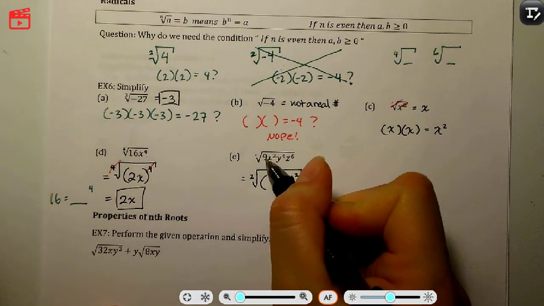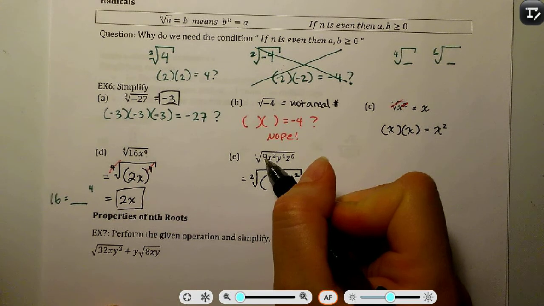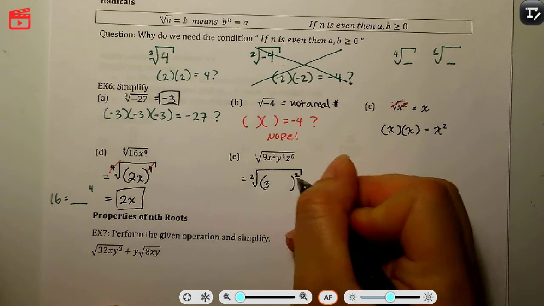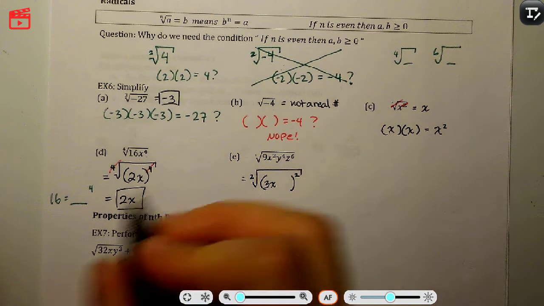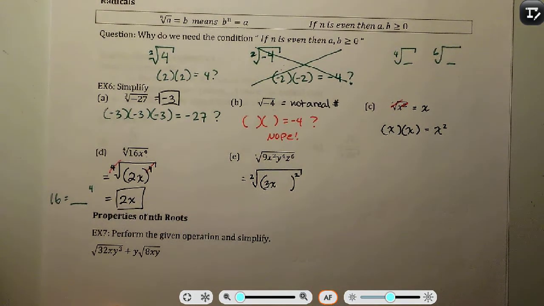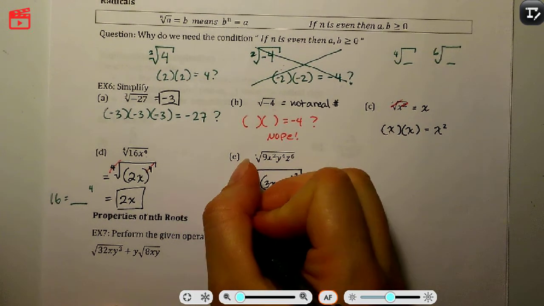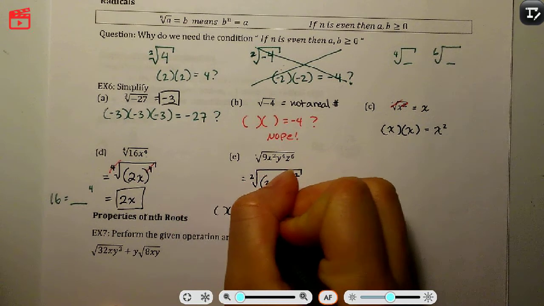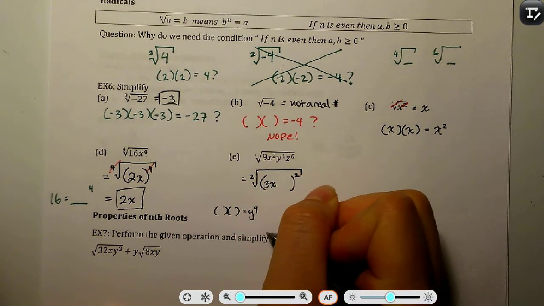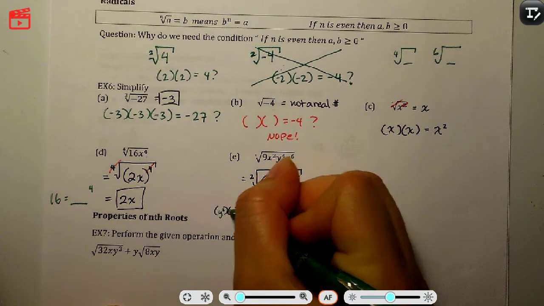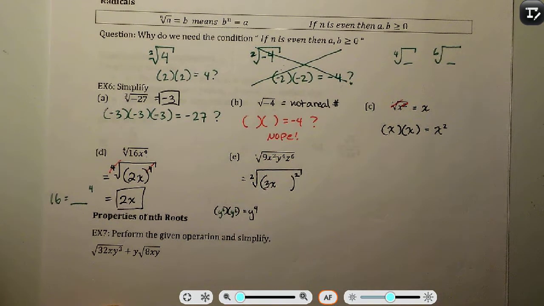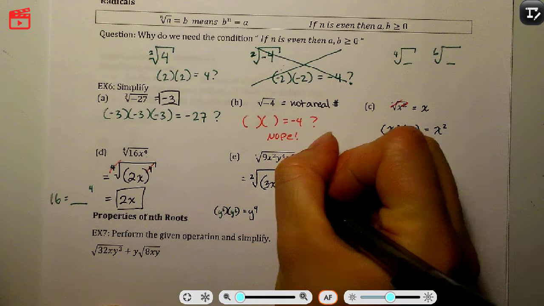Okay, we want to write this as something to the second power. Let's see, can I write 9 as something to the second power? Well, 9 is 3 squared. Okay, x to the second power, well, that's just x. How about y? What times itself twice gives me y to the fourth? Well, y squared times y squared. So we'll write y squared.